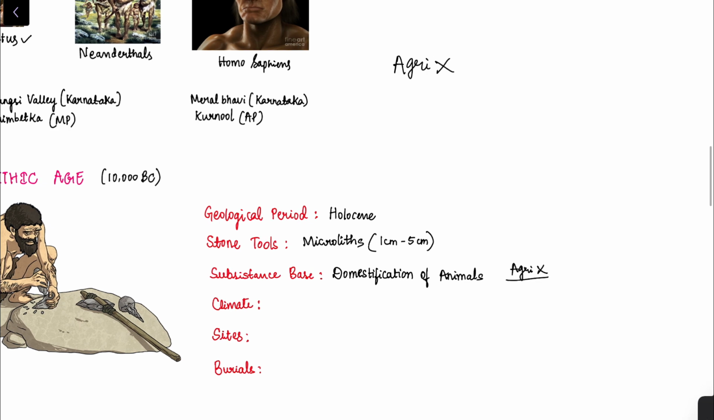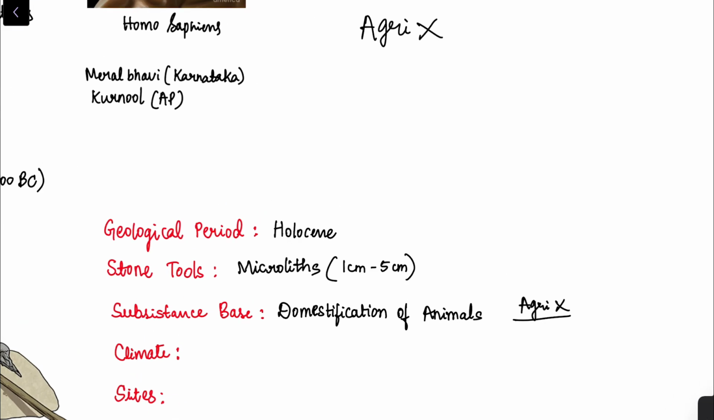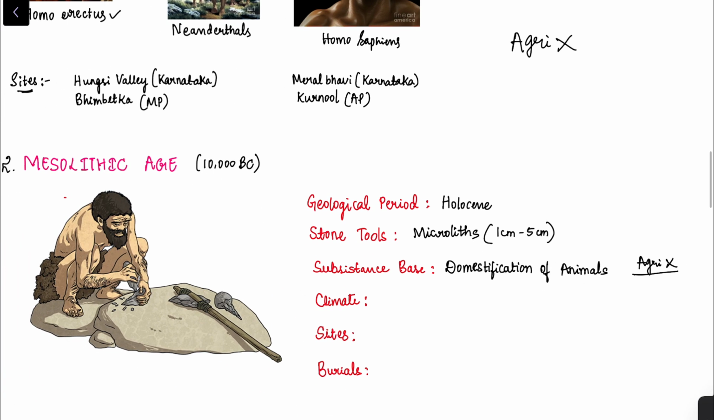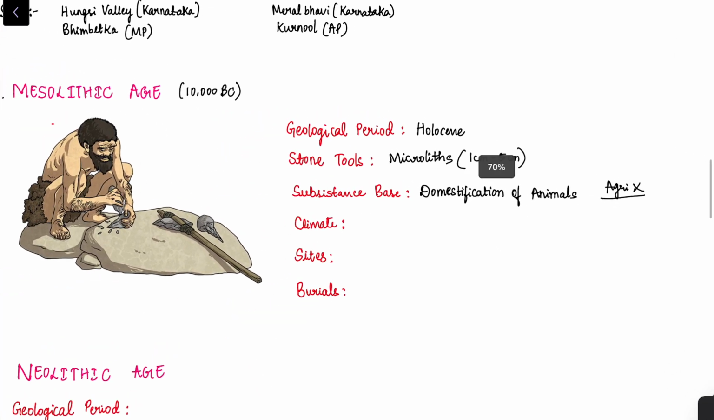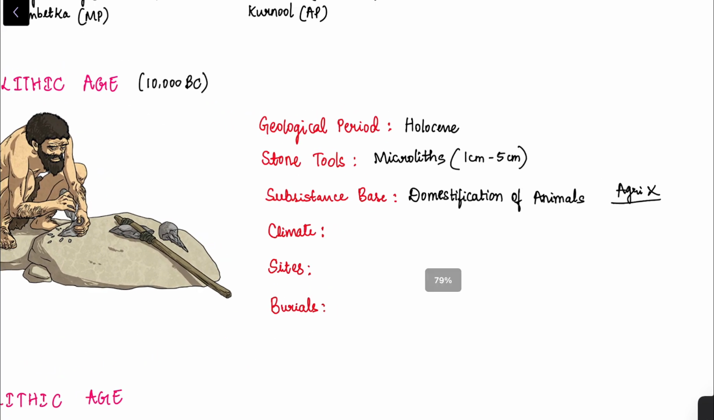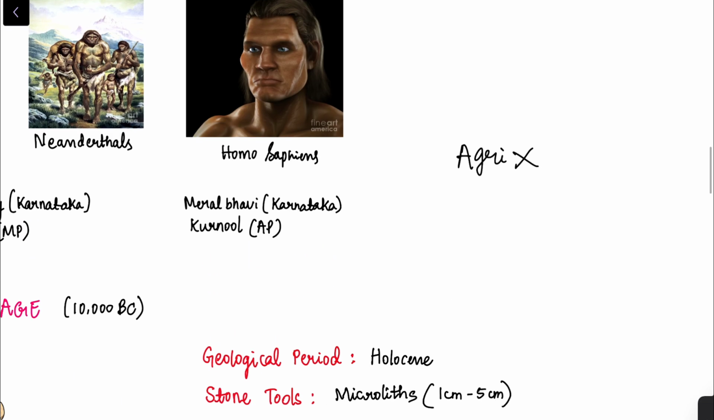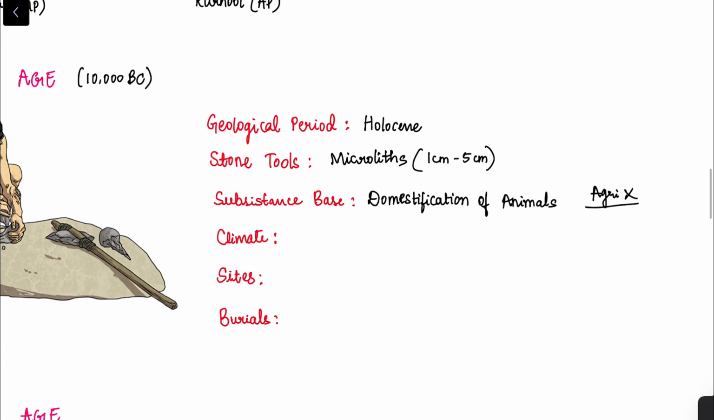And they both didn't know the languages and communication, as we know. In the climate of Mesolithic age, here we saw Ice Age, but here we see dry deciduous type of forest, as per the climatic change.